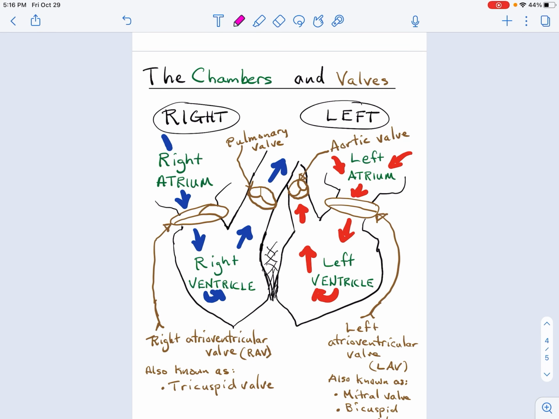Remember, we have the right side of the heart and the left side of the heart. So we have the right atrium and the right ventricle, and the left atrium and the left ventricle. So take a moment to get yourself oriented. So those are the four chambers: the right atrium, the right ventricle, the left atrium, and the left ventricle.